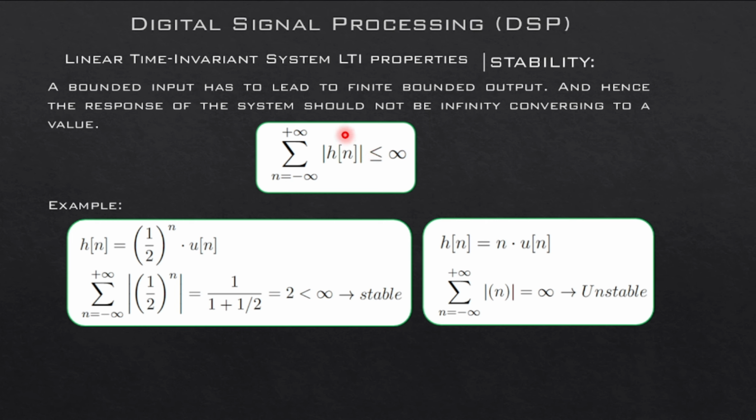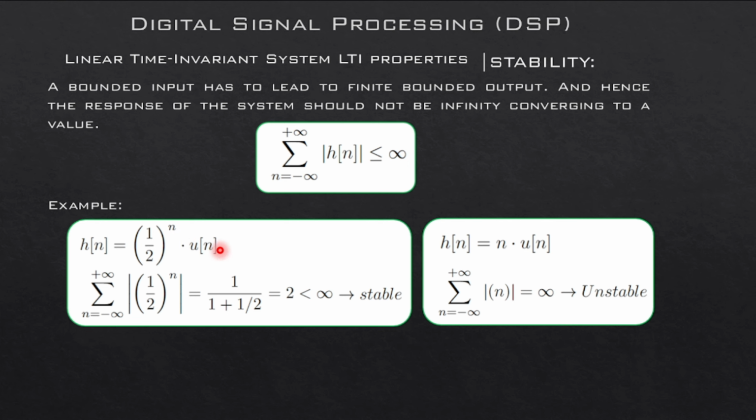But that's the relationship. So as an example, you have hn equal to 1 over 2 to the power of n times un. Now, this is a geometric sequence, all right? So 1 over 2 to the power of n. By the way, un always starts from 0 and goes to infinity, but it does not have any values less than 0. So anything multiplied by un gives us a causal system. Why? Because for n less than 0, all the values are 0.